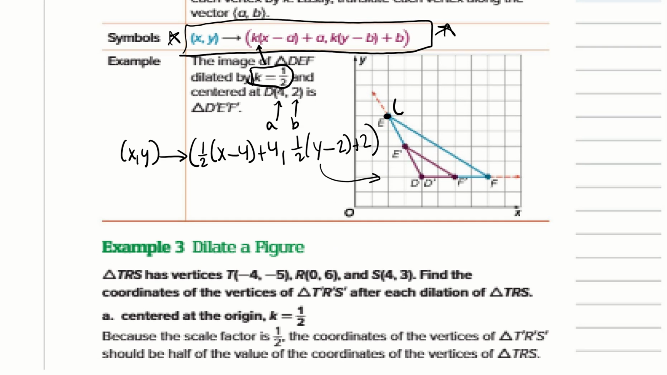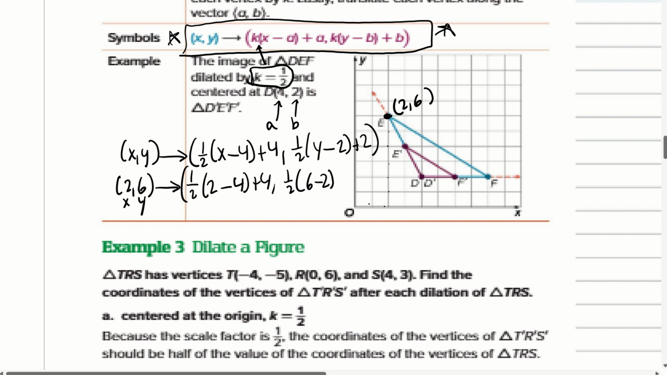The coordinates of E are 2, 6. So in that case, if I do it for 2, 6, well then this is going to be X and this is going to be Y. Sorry about that. So we're going to plug that in there. So we get 1/2 times (2 minus 4) plus 4, and 1/2 times (6 minus 2) plus 2, and then we just do the math.